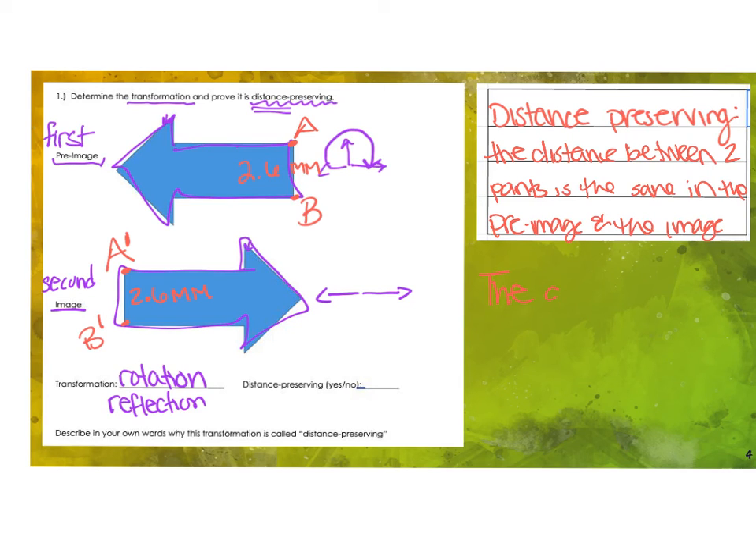So how do you know this is distance preserving is the question. The answer is the distance between AB, and I put this little line on top to show I'm talking about a line segment, is the same as the distance between A prime, B prime, and then I'll just put what it equals, just so I can prove to Miss J that I actually measured it. Period. Done.